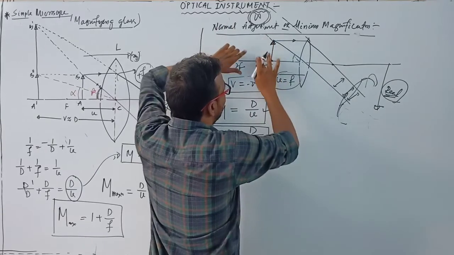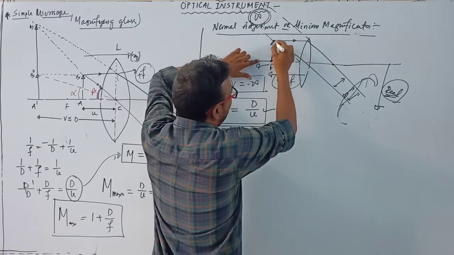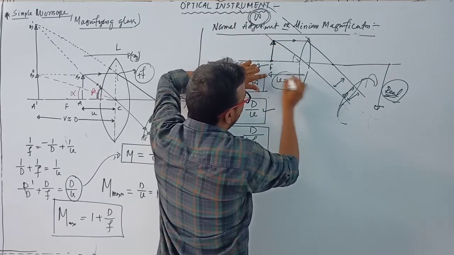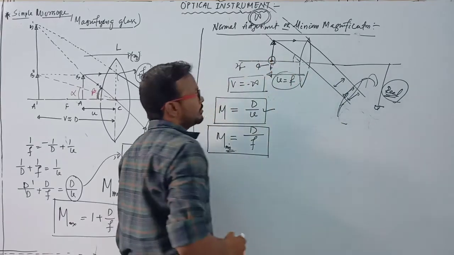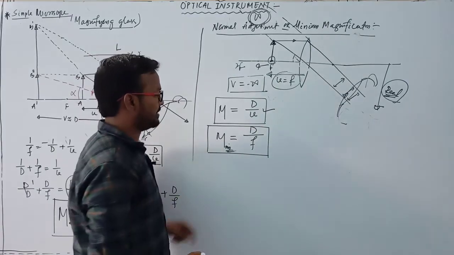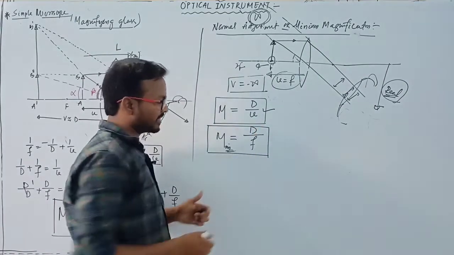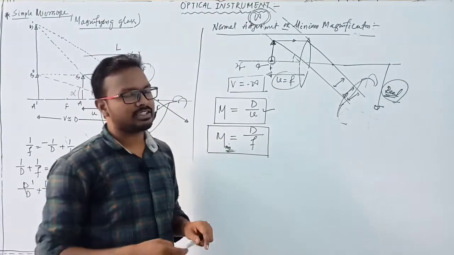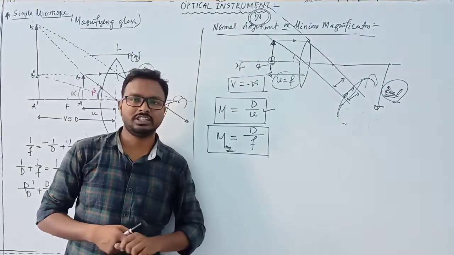So this is the minimum case, where we have to place the object at a distance of the focus point, or focal length. At that time we get the minimum magnification, which is m equal to d by f. This is all about magnification in the case of a simple microscope, clear.